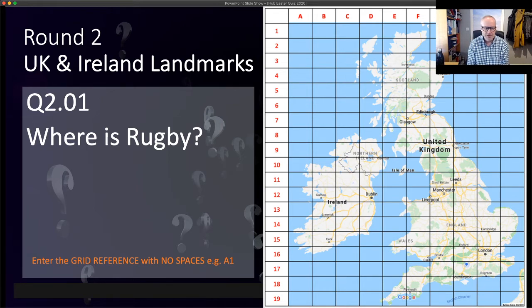So question number 1, where is Rugby? So you've got a little bit extra time on this question whilst I explained it. You see on these questions we've got a timer on the bottom before we move on to the next question. So where is Rugby on the map?